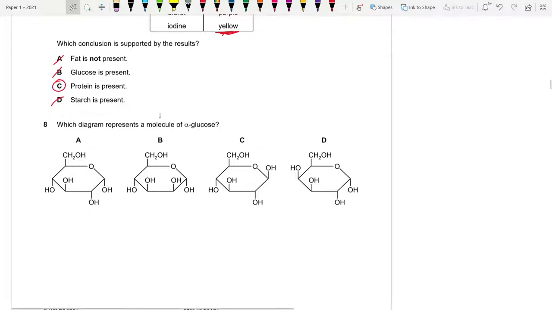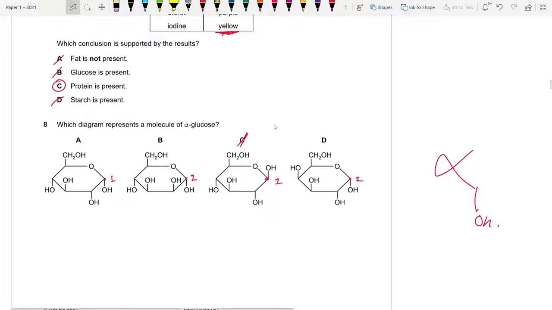8. Which diagram represents a molecule of alpha glucose? Guys, you need to memorize the structures of alpha and beta glucose. Remember, this is what alpha looks like. In alpha glucose, the OH on carbon number 1 should be directed down. It should not be directed up. That is why C is not a possible answer.